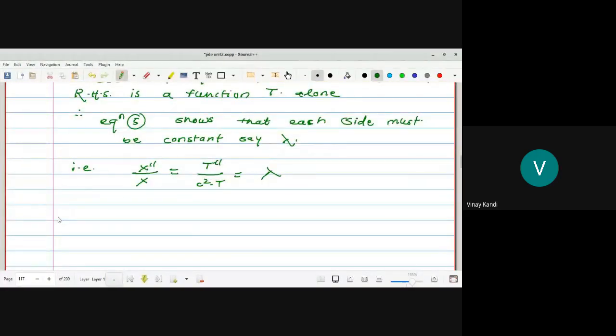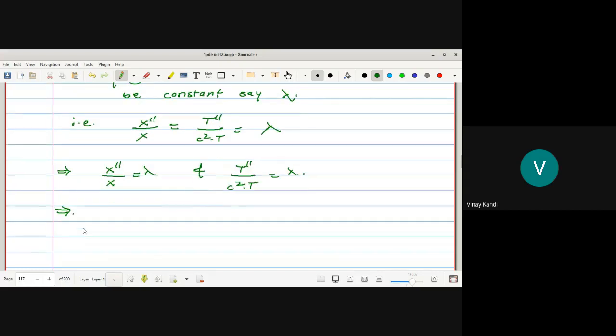Okay, so this equation implies X double dash upon X is equal to lambda, and T double dash upon c square into T is equal to lambda. Okay, again by rearranging the terms, we get X double dash minus lambda into X is equal to 0, and T double dash minus lambda into c square T is equal to 0.